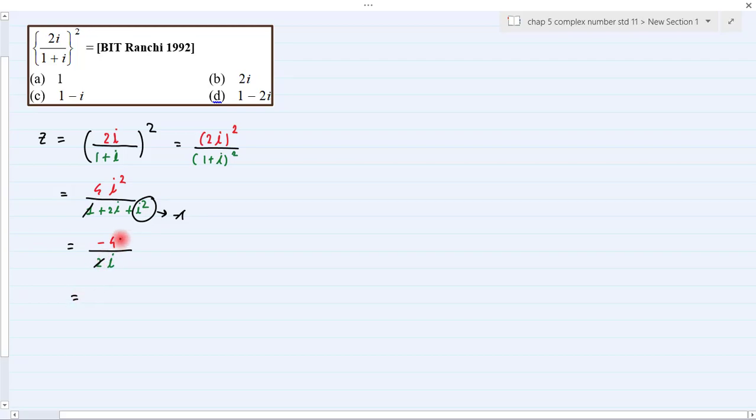So, 2 2s are 4 will give us minus 2, and this 1 upon i will become minus i. So, your required complex number is 2i, which is given in option B. Ta-da!